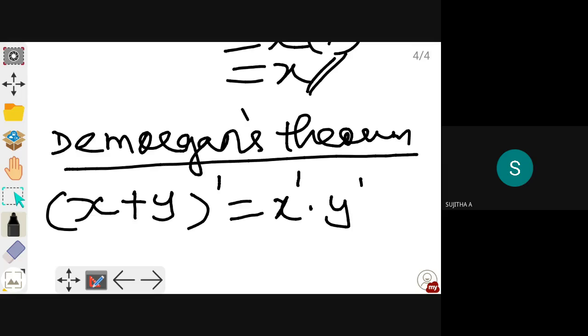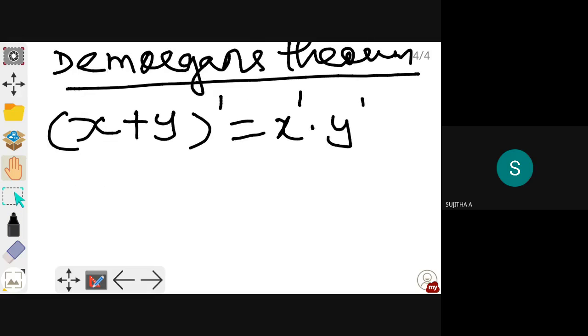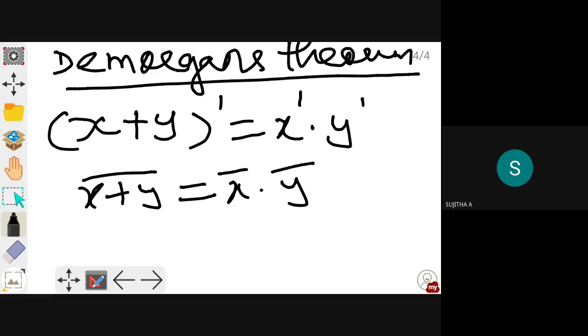So I am writing it in other words. So x plus y the whole bar. In some books they use a dash, or they use a bar. So x plus y, the whole bar, can be written as, individually take the complement of each variable, x bar into y bar. So this is De Morgan's theorem.